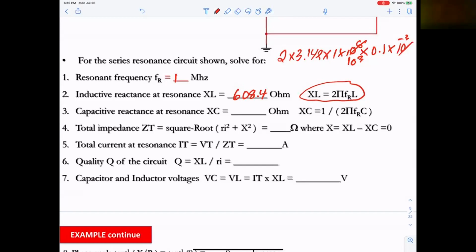How much was L again? 0.1 millihenry. Okay, 0.1 millihenry. So that's why I say 0.1 times 10 power minus 3. Yeah, milli. Minus 3, power of 6. So that's why it is left over 10 power of 3.